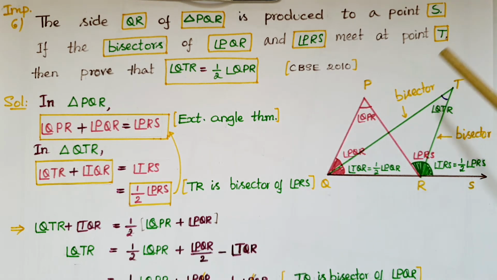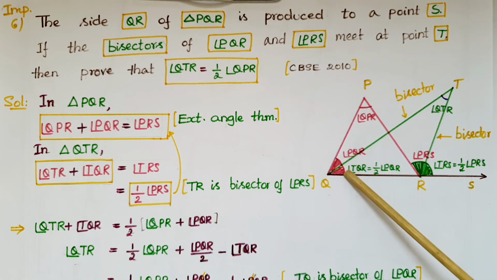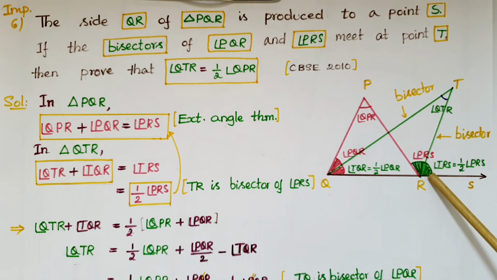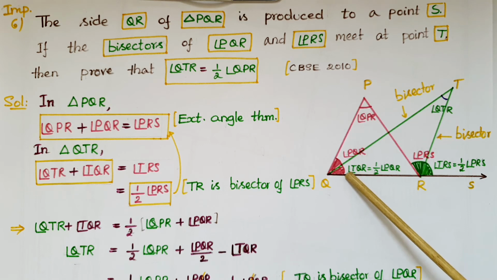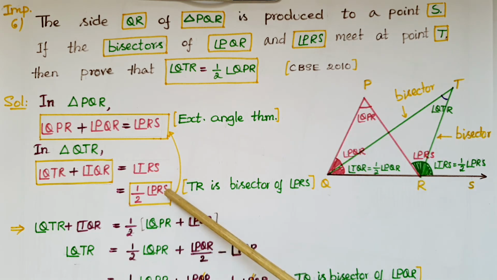First, take this triangle PQR and this is the exterior angle. The exterior angle is equal to the sum of the interior opposite angles. So angle PRS is equal to angle QPR plus angle PQR. And if you take this triangle QTR, this is the exterior angle of this triangle. So angle TRS is equal to the sum of the opposite interior angles. These two are the opposite interior angles. So angle TRS is equal to angle QTR plus angle TQR. Angle TRS is also half of angle PRS because RT is the bisector of angle PRS.